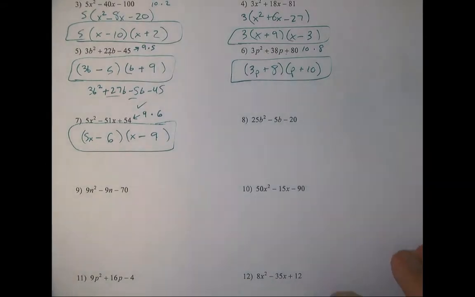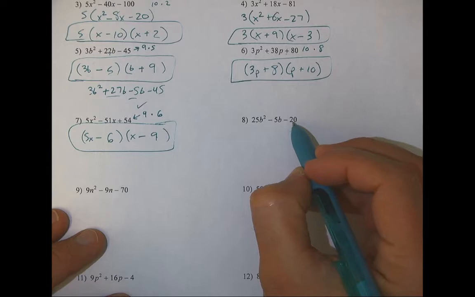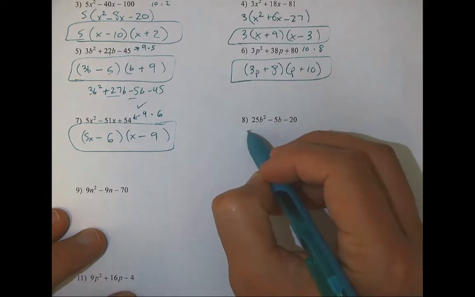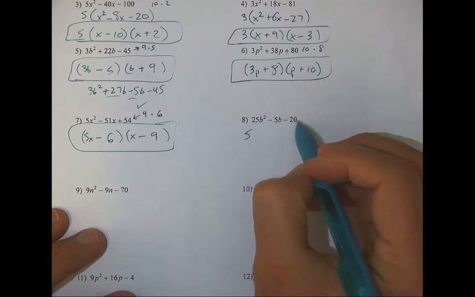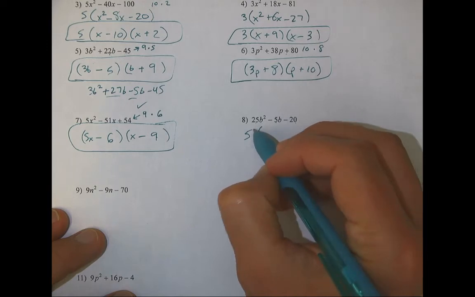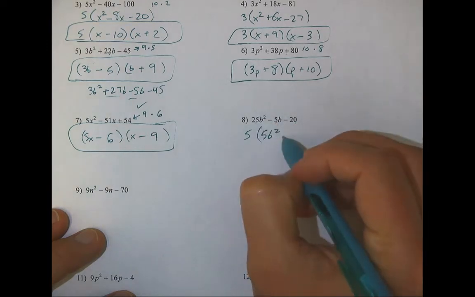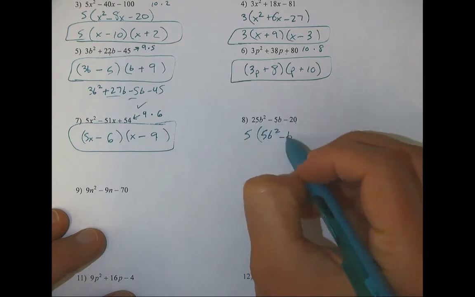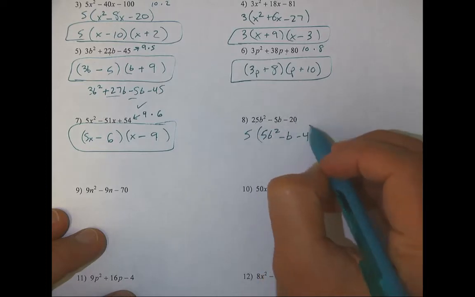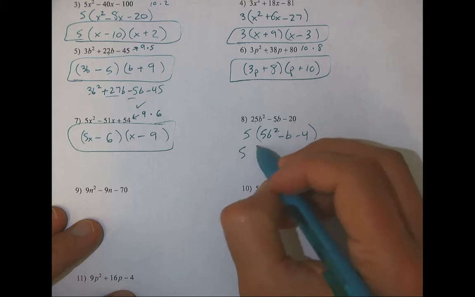Okay, number 8. Whoa, big leading coefficient, but take a look at what I see. I can't take a 25 out of all of these, but I can take a 5. So I'm going to factor out a 5 from these 3 numbers and give myself something much easier to work with. So this would be a 5b squared, because this times this puts me back here. This would be a negative b to get me back to here. And this would be a negative 4 to get me to the 20. All right, so I'm going to leave that 5 alone now and just deal with this.